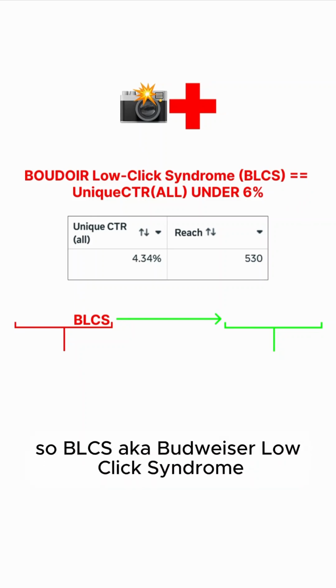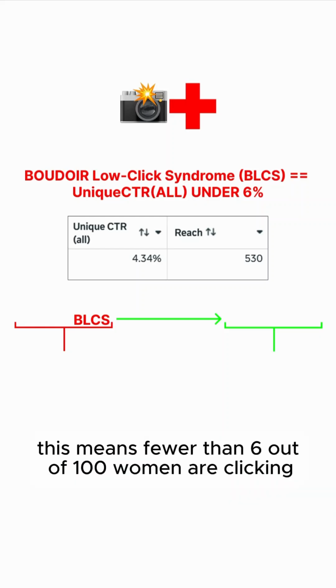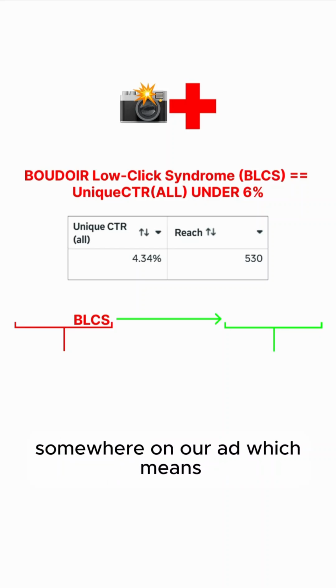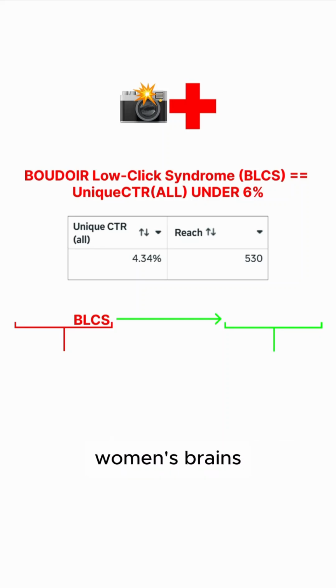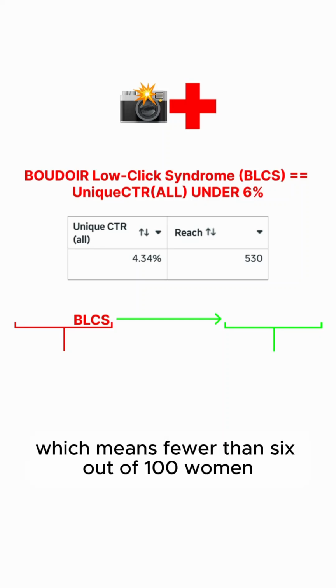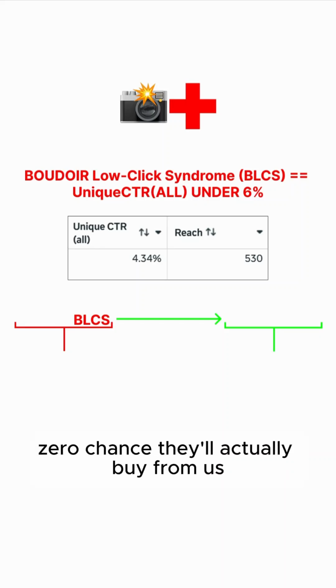So, BLCS, aka Boudoir Low Click Syndrome, is when the unique CTR of our Boudoir Facebook ad is under 6%. This means fewer than 6 out of 100 women are clicking somewhere on our ad, which means our ad is getting into fewer than 6 out of 100 women's brains, which means fewer than 6 out of 100 women that we're paying to reach have even a non-zero chance of actually buying from us.